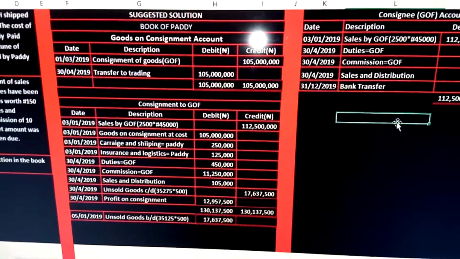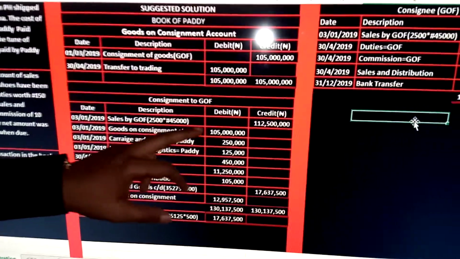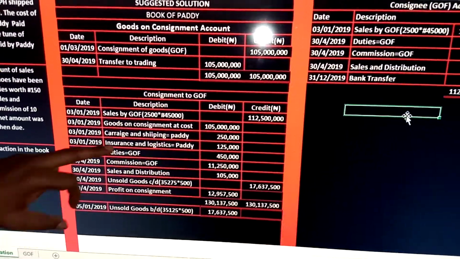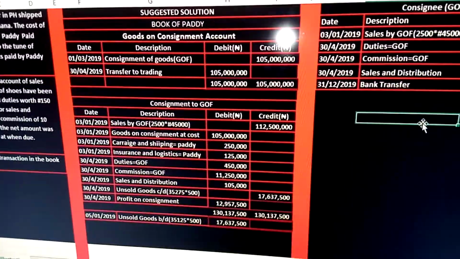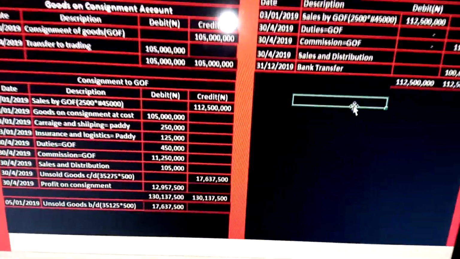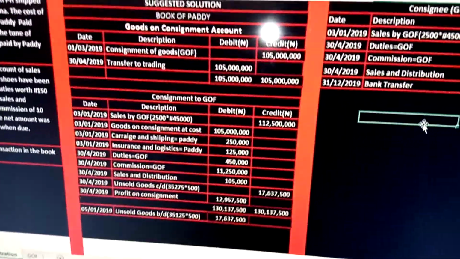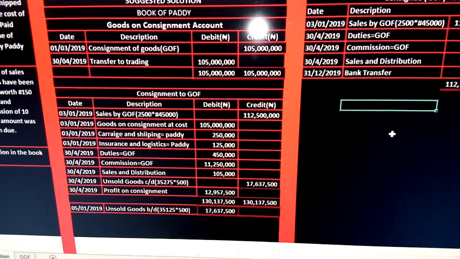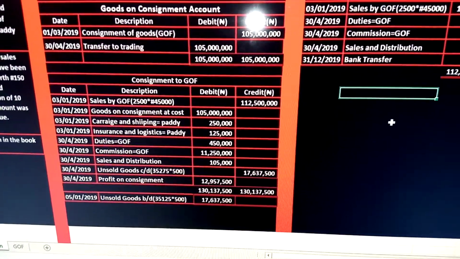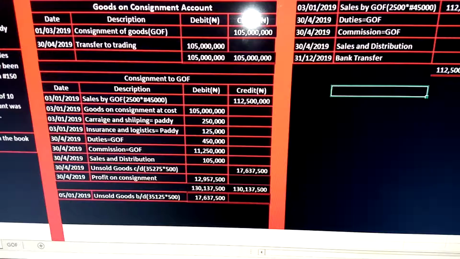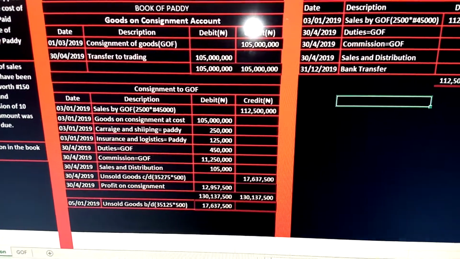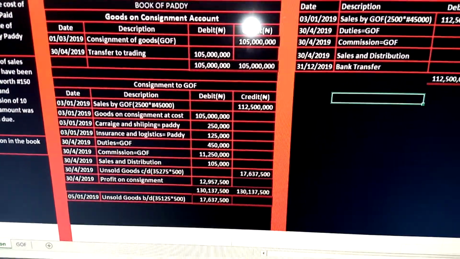So you're going to pick your calculator now. You add the goods on consignment, the carriage and shipping, insurance and logistics, and the duties, because these are incurred directly in bringing the product to where it should be sold. When you add them together, you divide by the number of packs, which is 3,000. That gives us the cost per pack. I'll say it again: 105 million plus 250,000 plus 125,000 plus 450,000 divided by 3,000. That gives us 335,275 per pack.